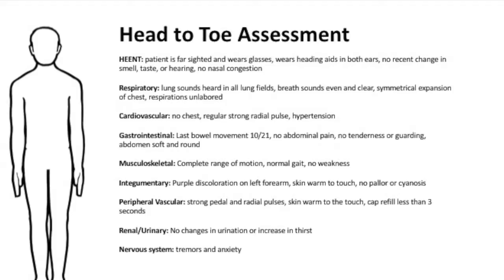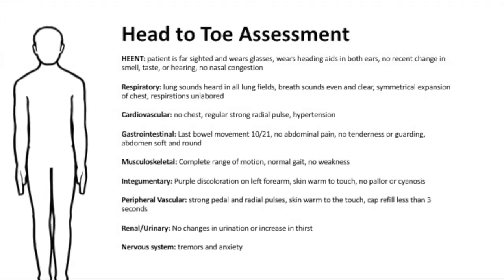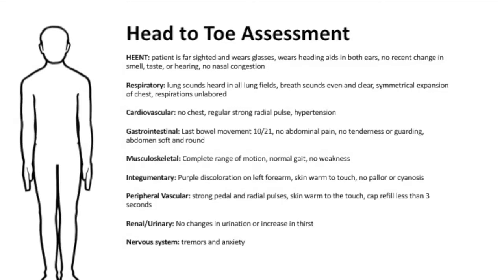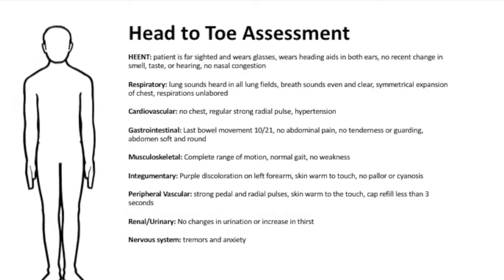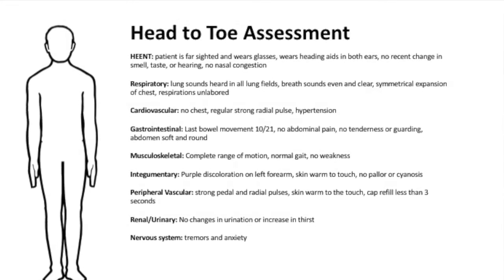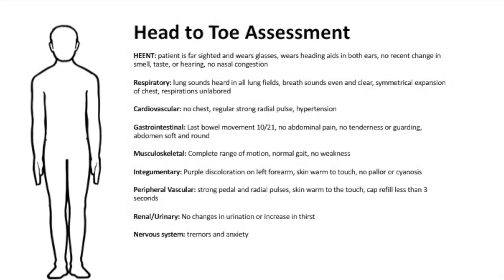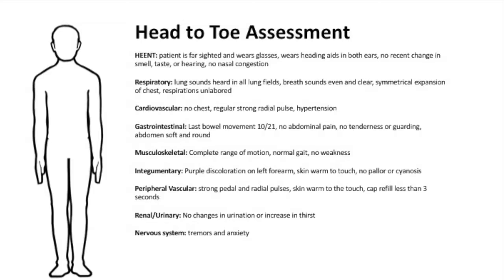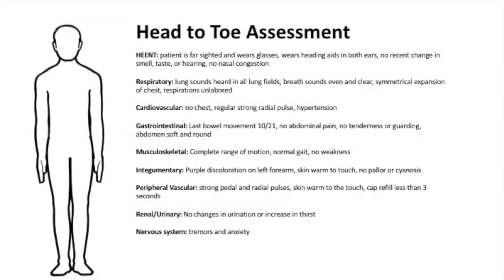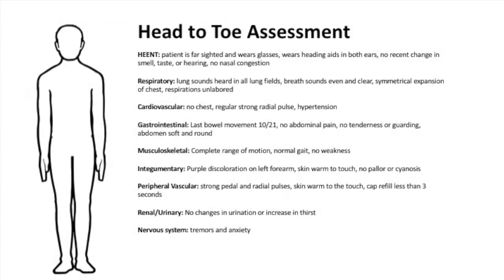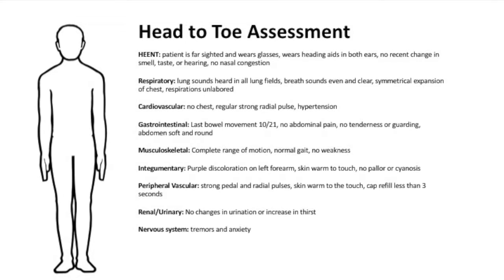The patient's skin: he had purple discoloration on his left arm. His skin was warm to the touch and he had no pallor or cyanosis. The patient had strong pedal and radial pulses. His skin was warm to the touch. His capillary refill was less than 3 seconds. The patient had no changes in urination or increase in thirst. The patient did have tremors and was experiencing anxiety.